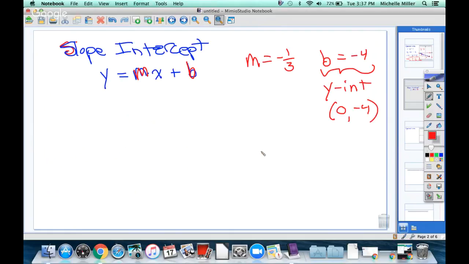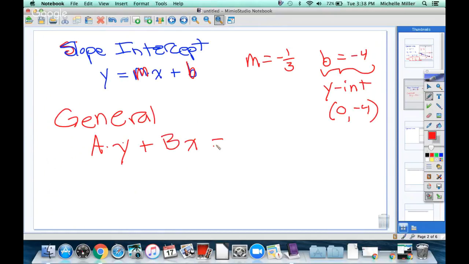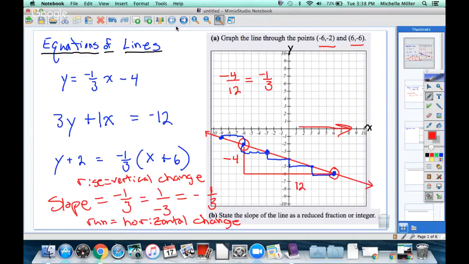The other version I had there is what's called the general form for a line. And the general form is some number times y plus some other number times x equals some third number. And if you look back at that one I had here, I had 3 times y plus 1 times x equals -12. And these numbers, the 3, the 1, and the -12, could be positive, negatives, fractions, decimals, it doesn't matter.